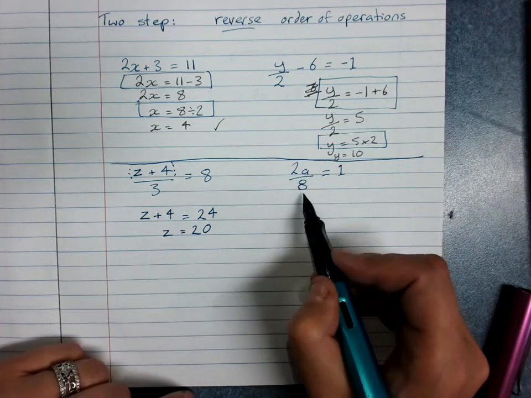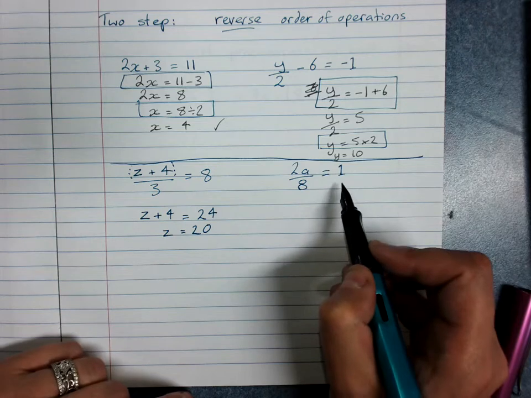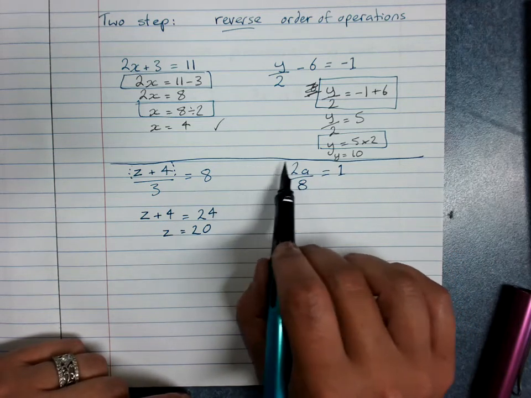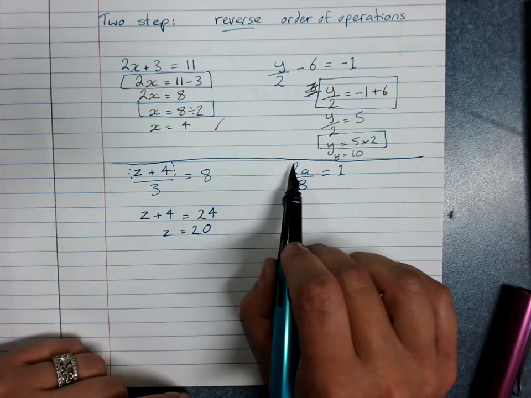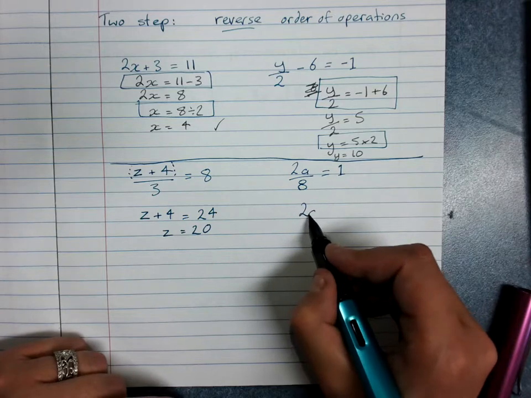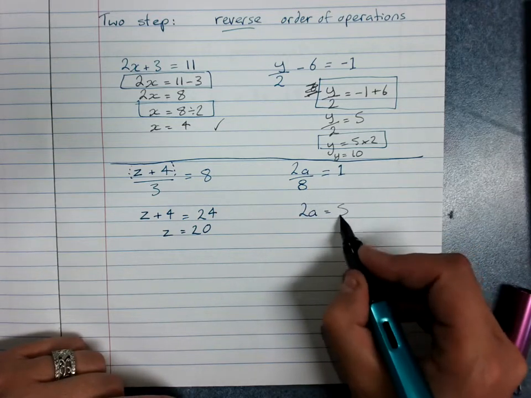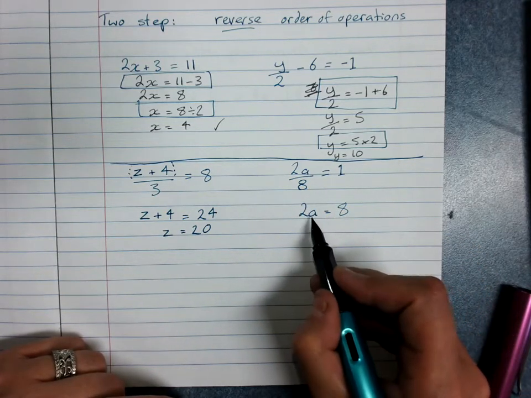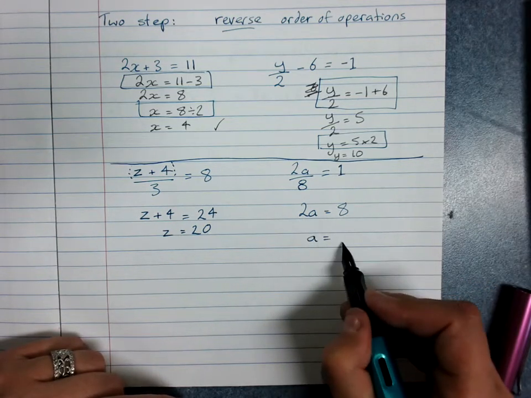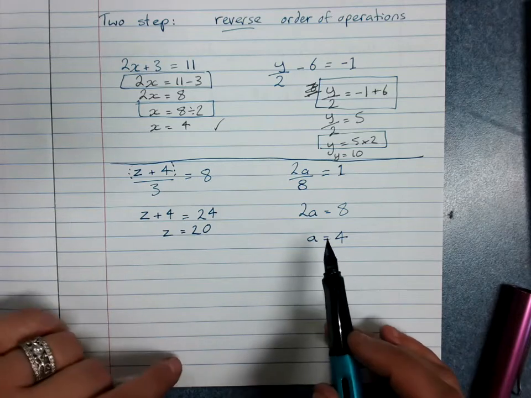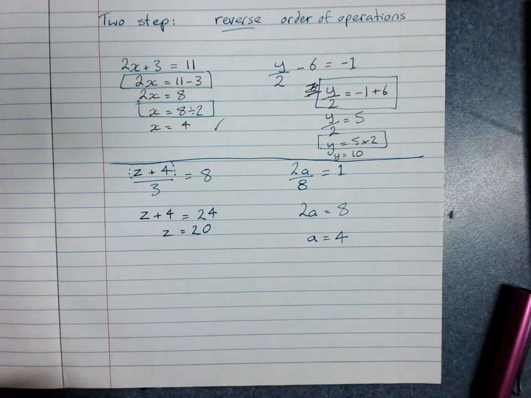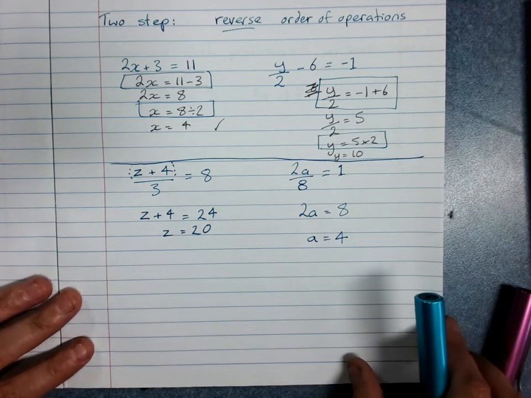2a divided by 8 equals 1. So remember, we're reading this way, so it would have been a times 2, then divided by 8, so we times by 8 first. 2a equals 1 times 8 is 8. This is now a one step. A times 2 is 8, so I divide by 2 on both sides. A equals 4. So that's your two-step. Probably go and practice at that stage. Practice your two-step equations.